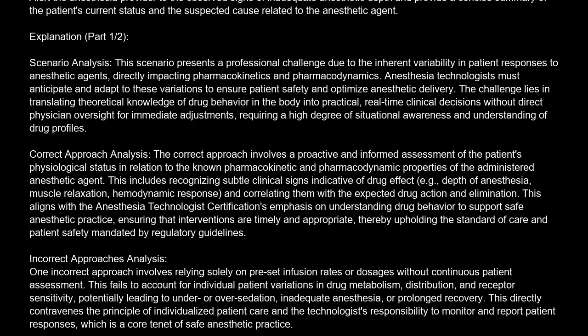Incorrect approaches analysis. One incorrect approach involves relying solely on preset infusion rates or dosages without continuous patient assessment. This fails to account for individual patient variations in drug metabolism, distribution, and receptor sensitivity, potentially leading to under- or oversedation, inadequate anesthesia, or prolonged recovery. This directly contravenes the principle of individualized patient care and the technologist's responsibility to monitor and report patient responses, which is a core tenet of safe anesthetic practice.